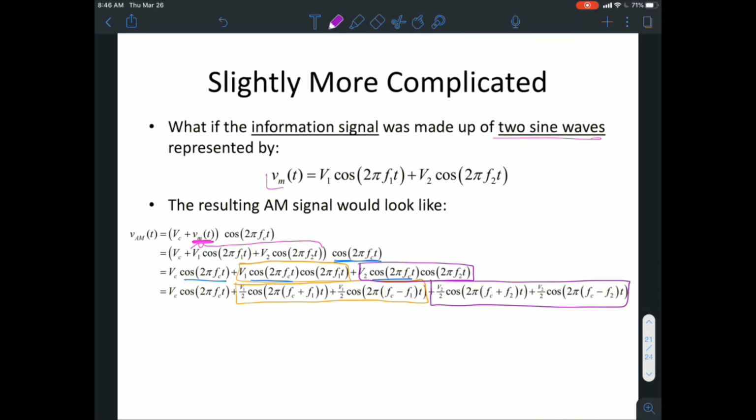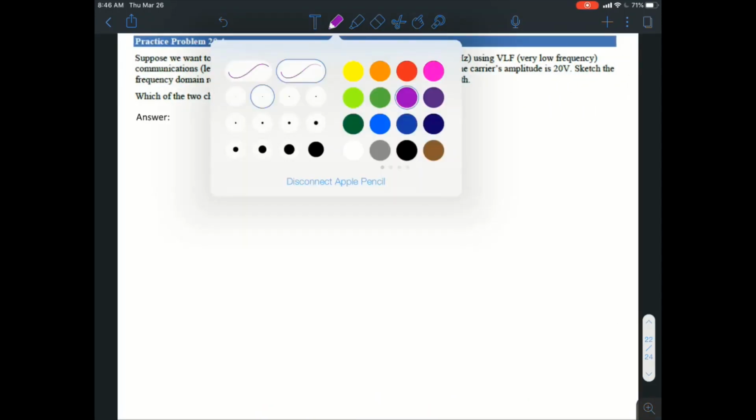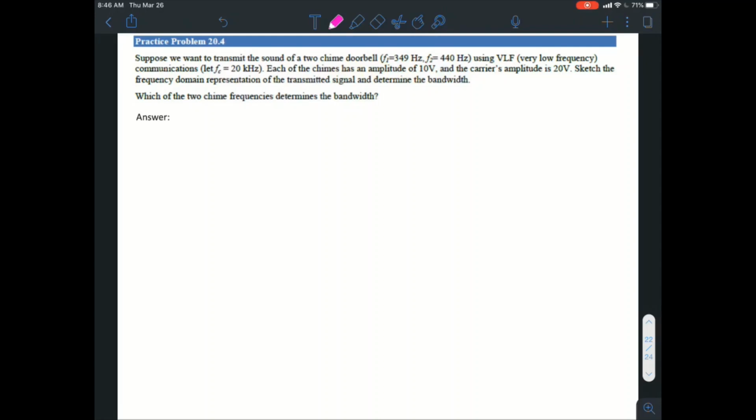So all of these are going to be used to pull the information out, so we can do things like build our frequency domain representation, as well as find our upper and lower sidebands, as well as our maximum and minimum frequencies, so that we can determine our bandwidth and go from there. So let's go ahead and look at this practice problem, which is going to try to apply a bunch of those different skills.